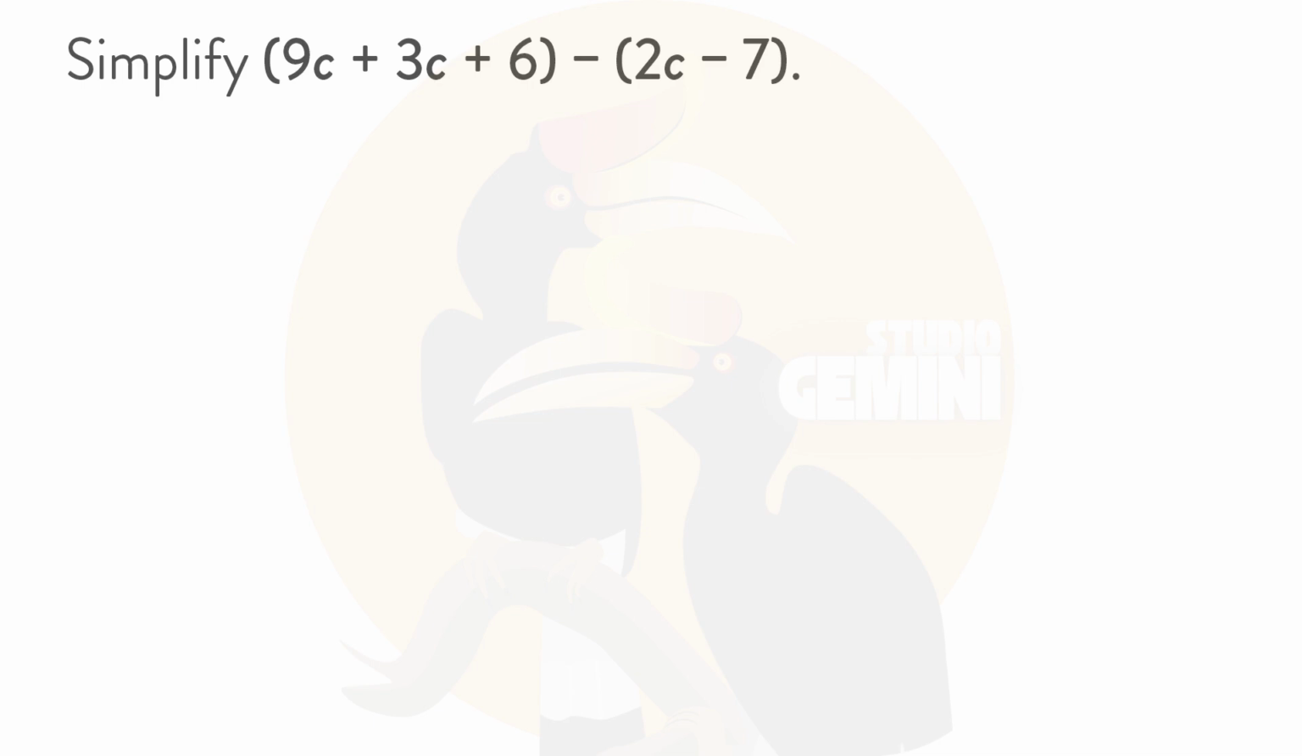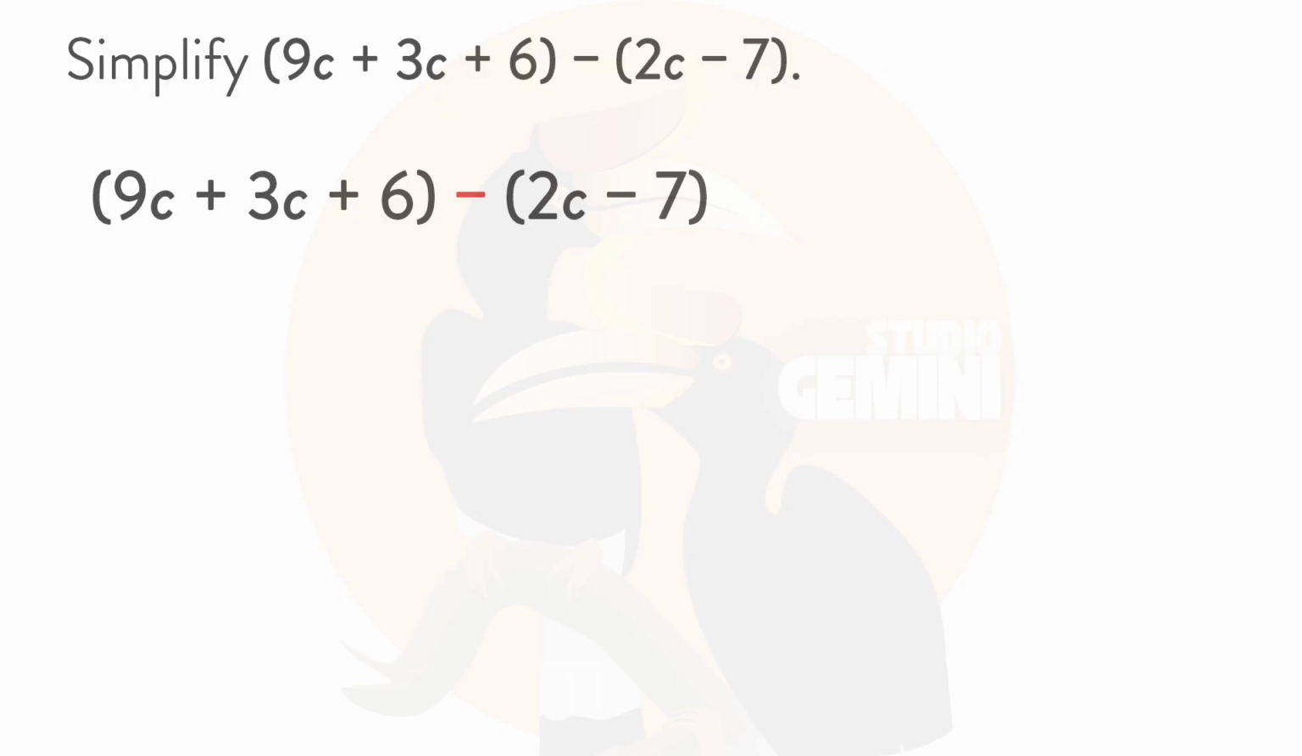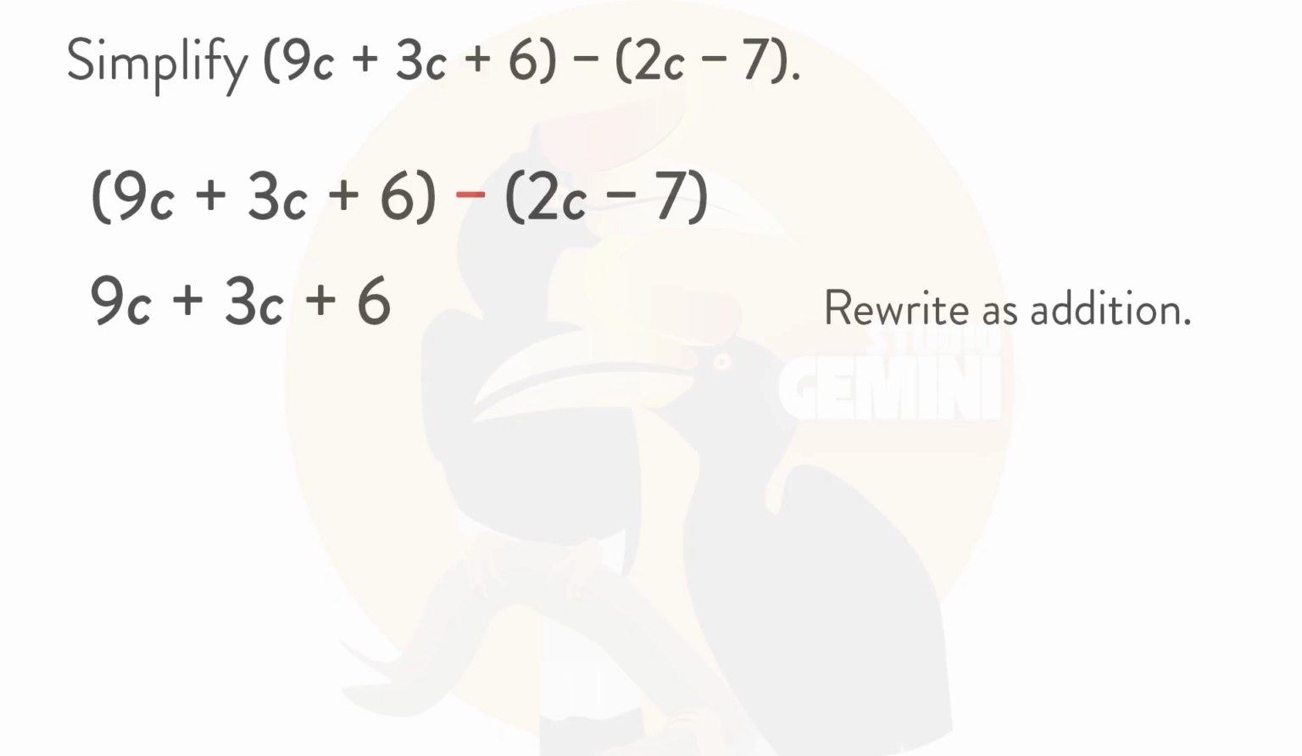Now let's try subtracting. Simplify 9c plus 3c plus 6 minus 2c minus 7. To subtract an expression in parentheses, we subtract each term inside the parentheses. And since subtraction is the same as adding the opposite, we can rewrite this by adding the opposite of each term inside the parentheses. Minus a positive 2c is the same as plus a negative 2c. And minus a negative 7 is the same as adding 7. That gives us 9c plus 3c plus 6 plus negative 2c plus 7.